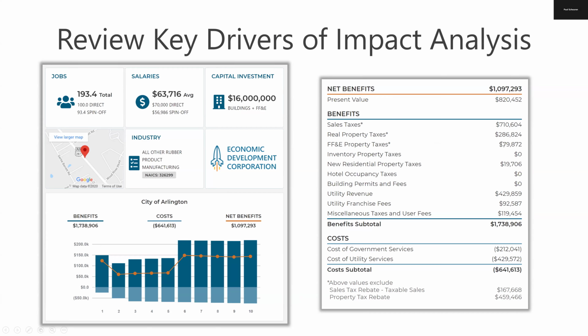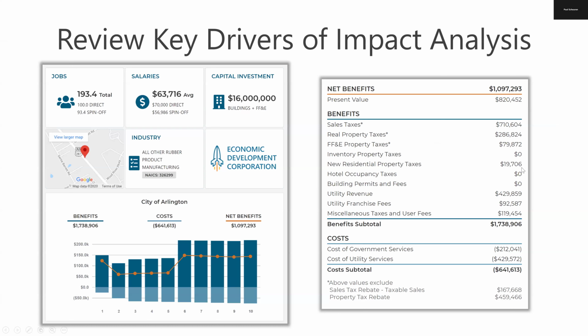We can see some real property, 286, FF&E of 80. We've got utility revenue and utility costs, so this one kind of balances out. We've got some utility franchise fees, miscellaneous taxes and user fees, and we've got the cost of government services. The big things, as you would expect in a lot of cases, are going to be the sales taxes and the property taxes that are driving your analysis. And that's what we're seeing here.